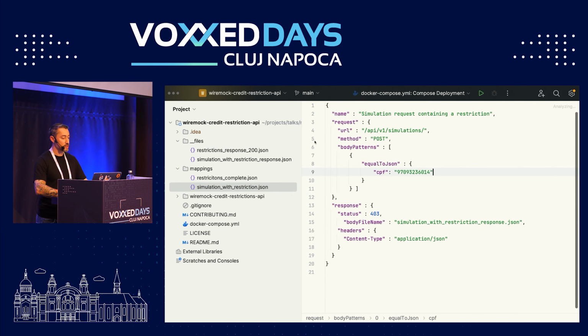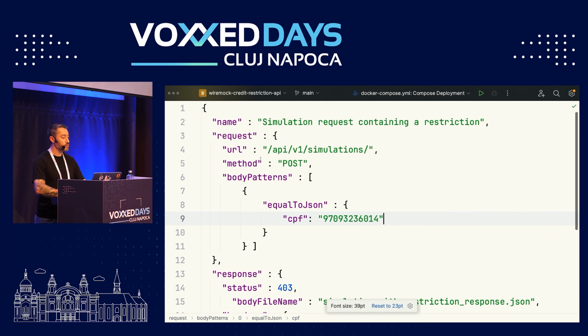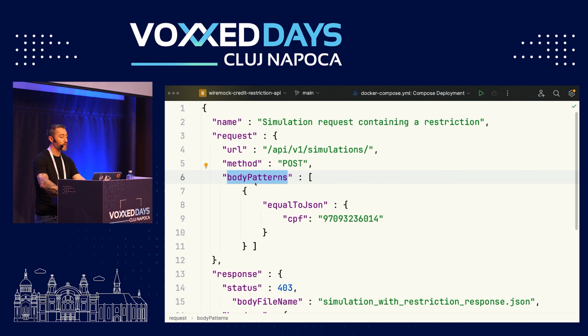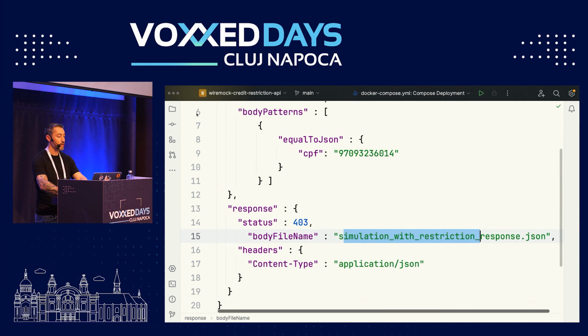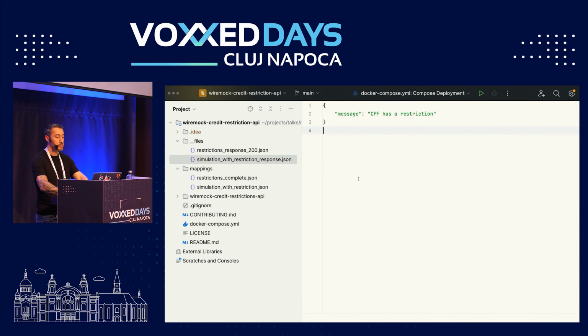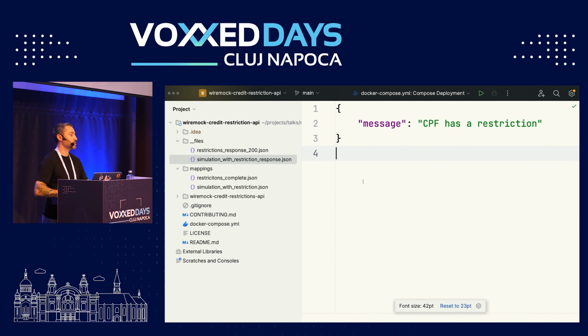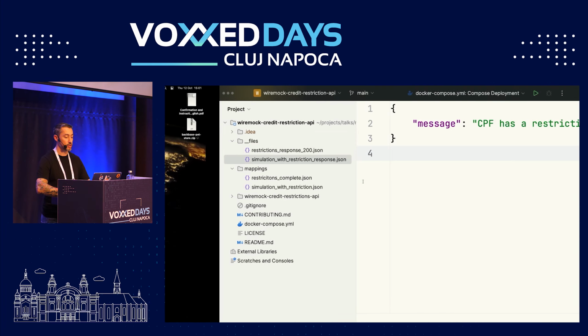And I can start matching a lot of different things. For example, when I make a request to this URL, and this request is a POST, and this POST has a JSON with an attribute CPF that has this value, then my response is forbidden. It will return a JSON with this file as the response body, and this file contains another message telling that I have a restriction. Cool?